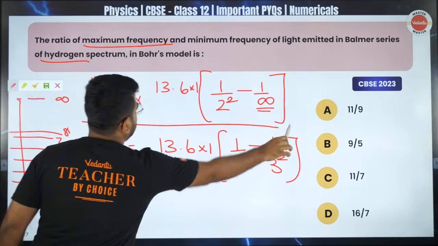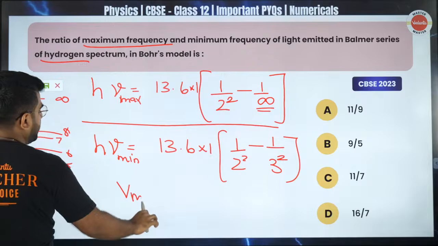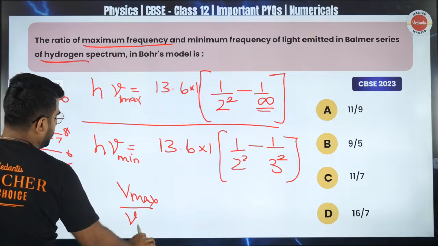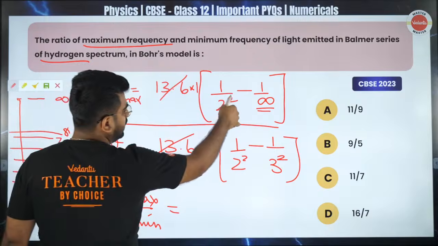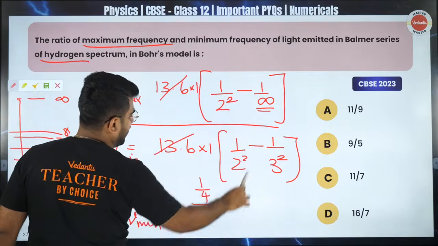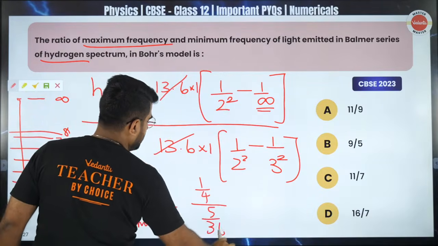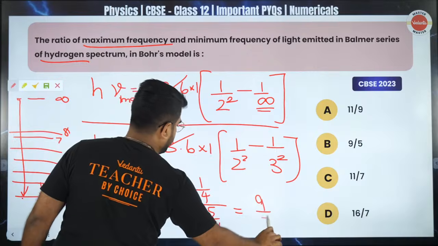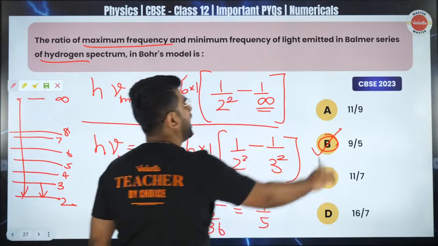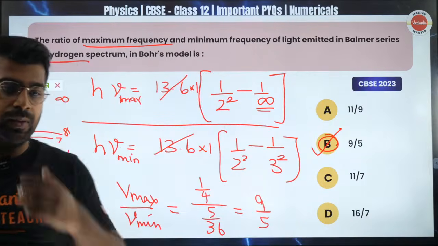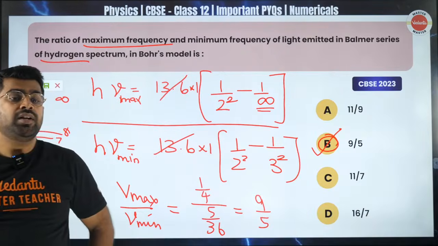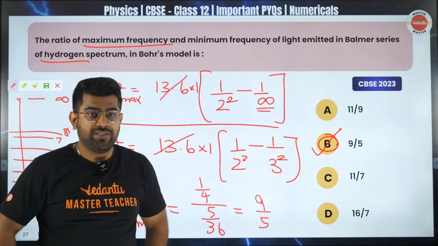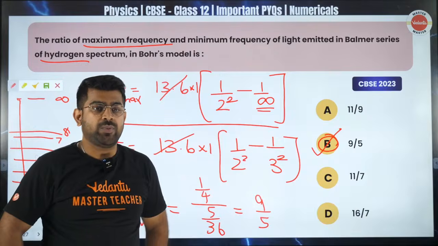So divide them, get the ratio. Frequency maximum by frequency minimum is equal to 1 by 4 divided by 5 by 36. So the answer is 9 by 5. So 9 by 5 is the right answer. I hope you liked it. Are you all clear? Shall I move forward? Everybody happy with this? Shall we go ahead?